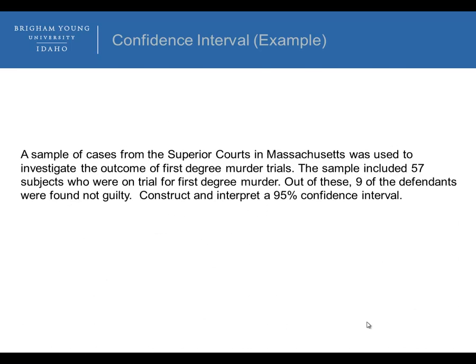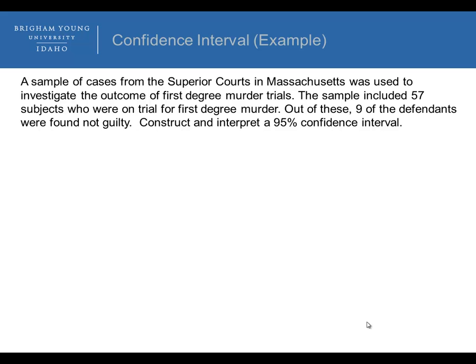A sample of cases from the Superior Courts in Massachusetts was used to investigate the outcome of first-degree murder trials. The sample included 57 subjects who were on trial for first-degree murder. Out of these, 9 defendants were found not guilty. Construct and interpret a 95% confidence interval.